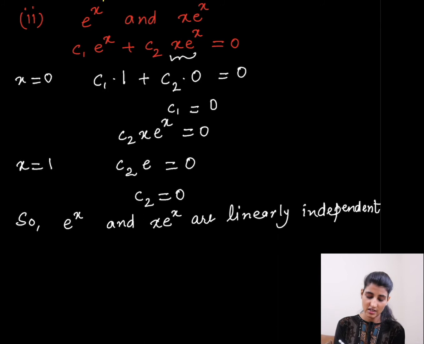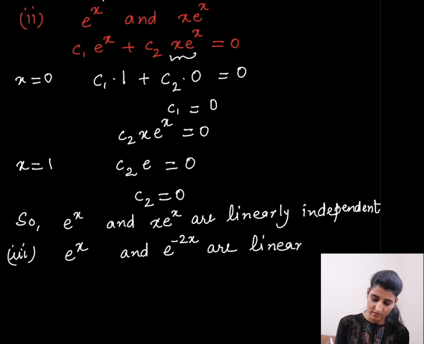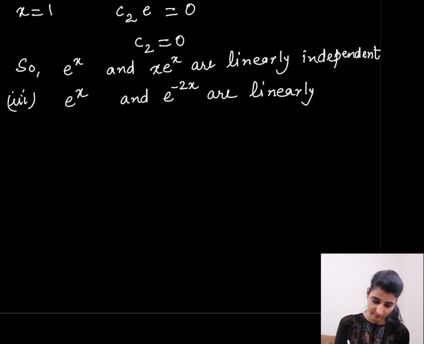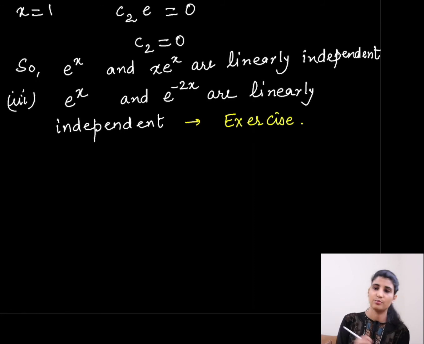So similarly, try to prove that e power x and e power negative 2x are linearly independent. These two are linearly independent. That's your exercise. Okay.